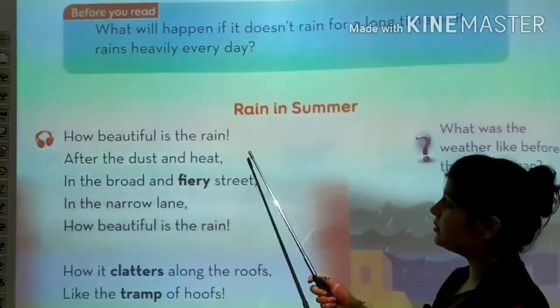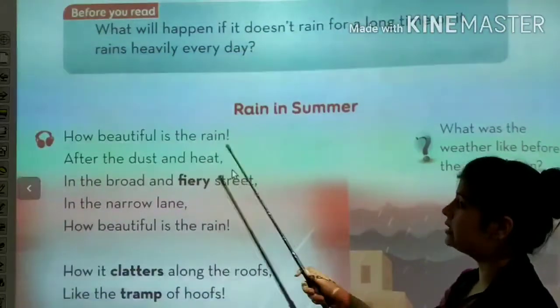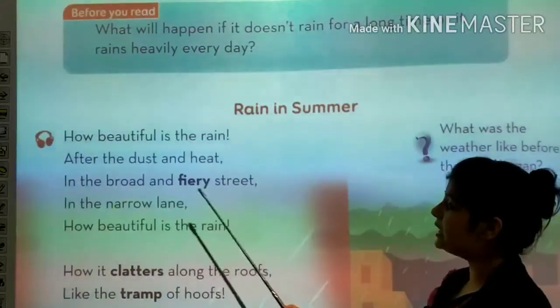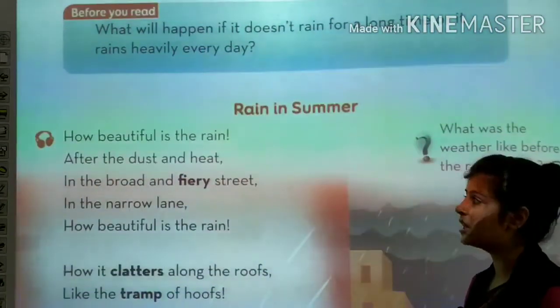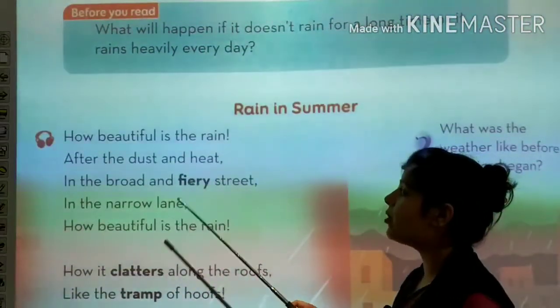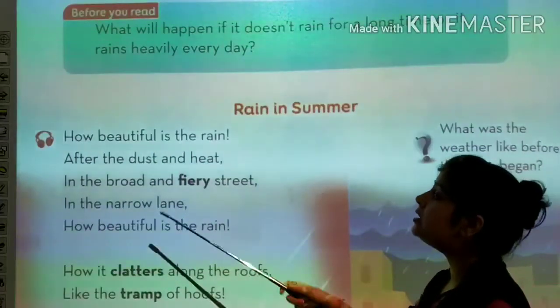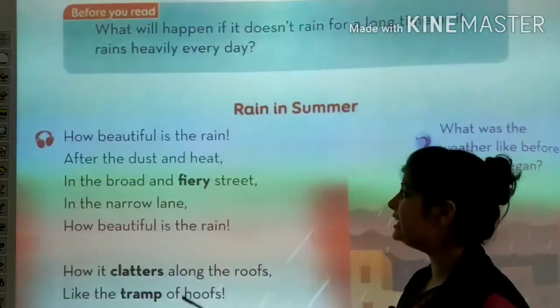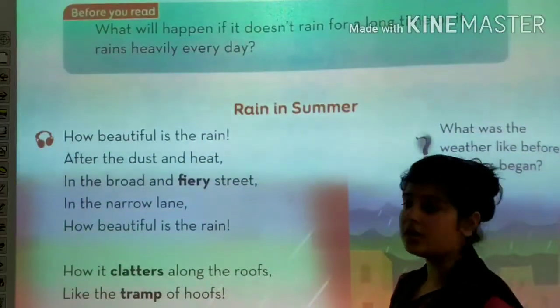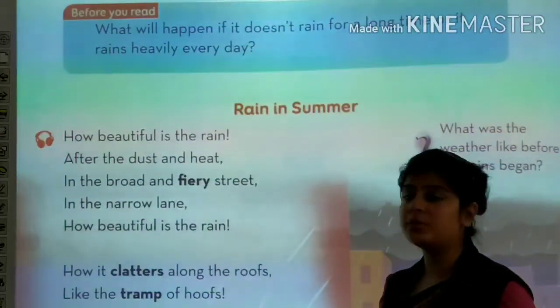How beautiful is the rain after the dust and heat. In the broad and fiery street, in the narrow lane, how beautiful is the rain. In the first stanza, the poet is saying to us that after the dust and the heat, इतनी गर्मी के बाद, इतनी dust और heat के बाद, when rain comes on the earth, it looks very beautiful.